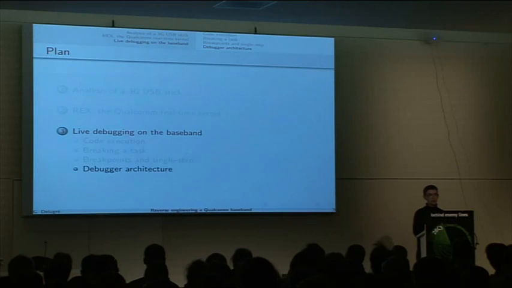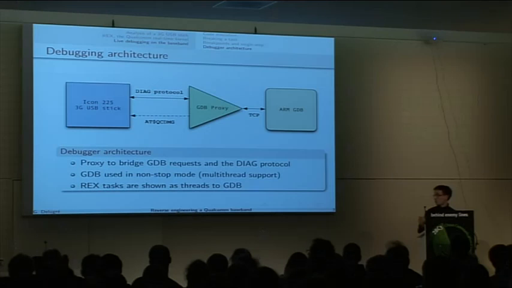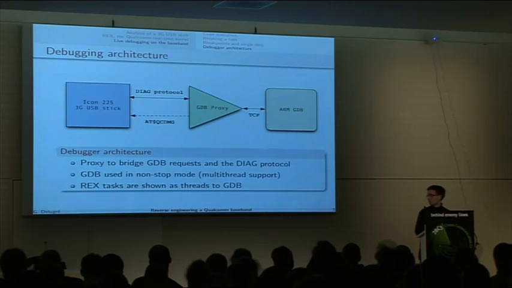So what is the debugger architecture? Well, you've got the stick, and you've got GDB. I try to be GDB compliant. You are communicating over the diagnostic protocol, so you need some kind of proxy to put the GDB requests into your protocol. You can also show each task of the operating system as a thread in GDB. This way, you can reuse the multi-threading features of GDB to debug the baseband.